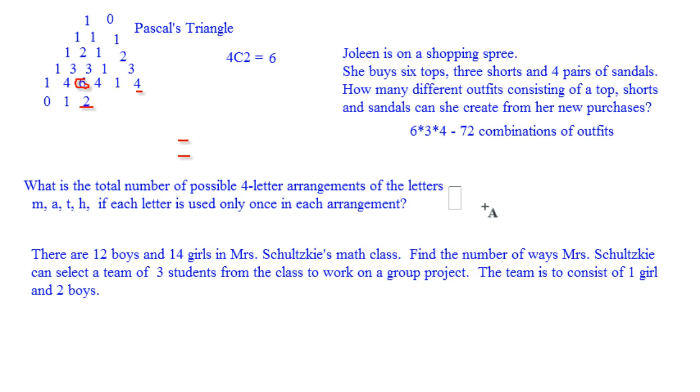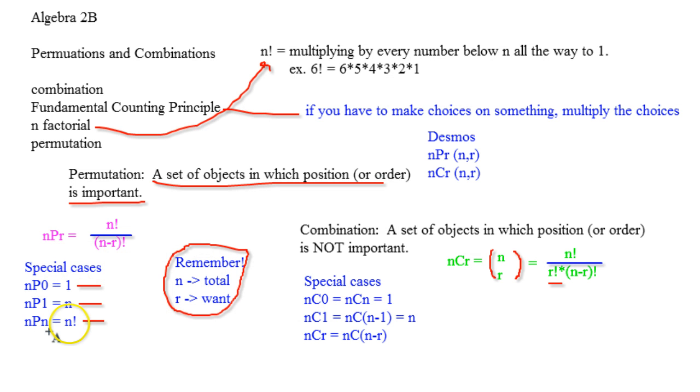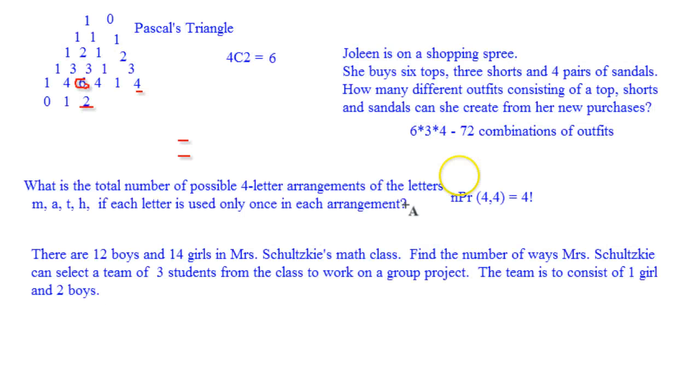Okay, so this is going to be a permutation. So this is nPr, and you're going to put it as 4 and you're going to pick 4 spots. Now this is also going to be the same as 4 factorial, if you remember from our special cases from earlier. And it's going to be 24 ways to arrange the letters.